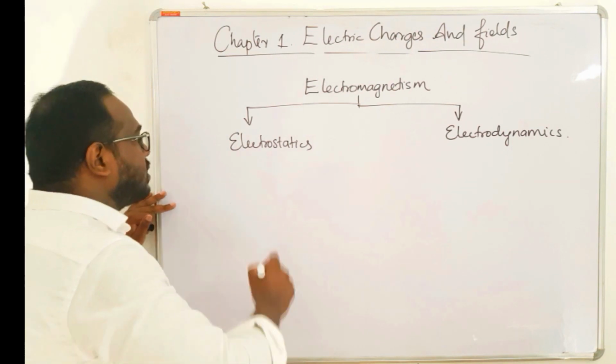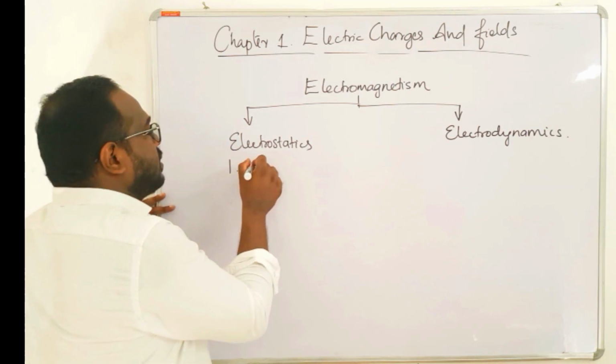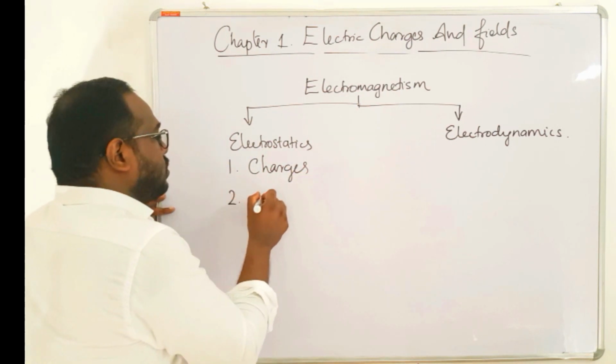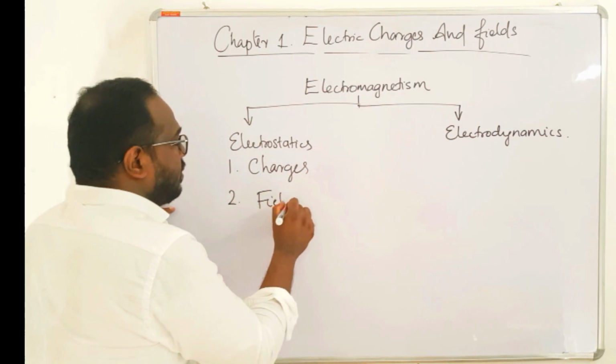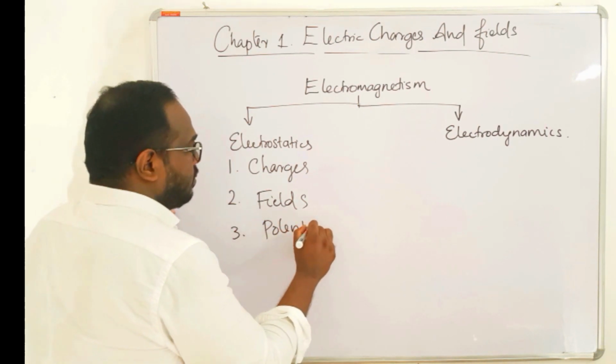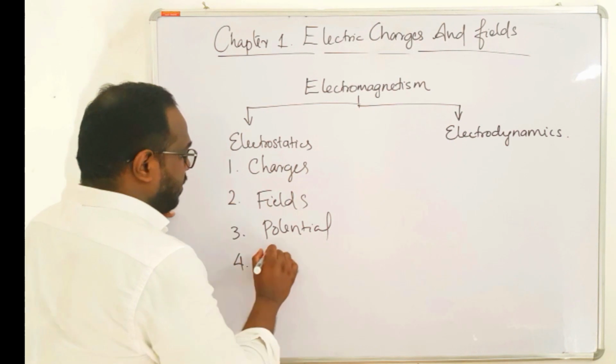In electrostatics, we will study first charges to fields, three potential, and fourth one is capacitance.